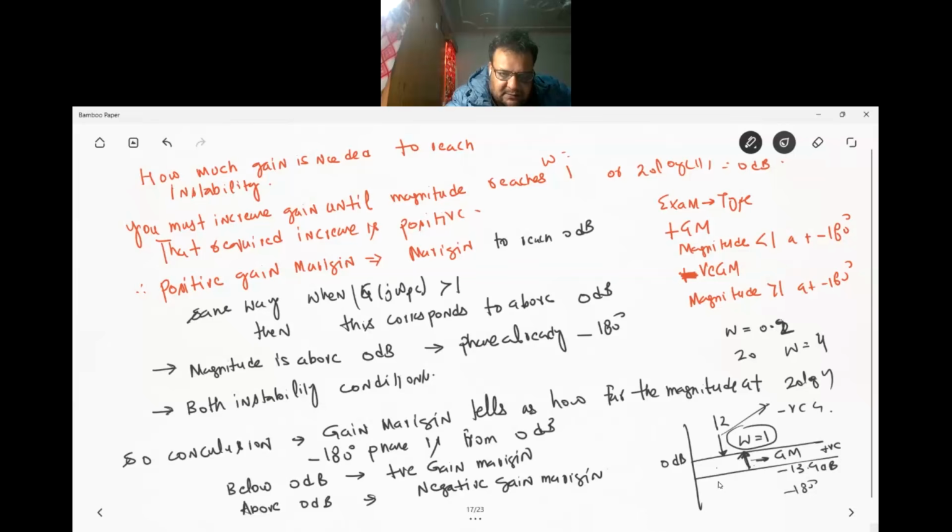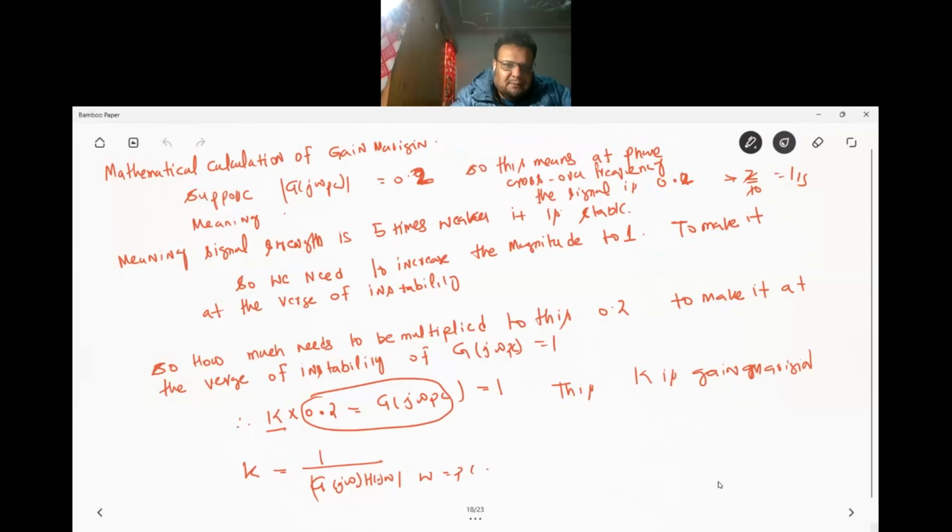So the conclusion is gain margin tells us how far the magnitude at minus 180 degree phase is from 0 dB. If it is below 0 dB, then we say it is a positive gain margin. If it is above 0 dB, then we say it's a negative gain margin.